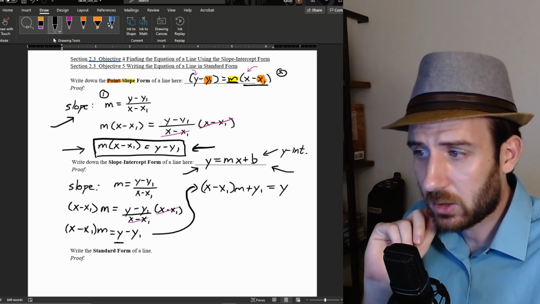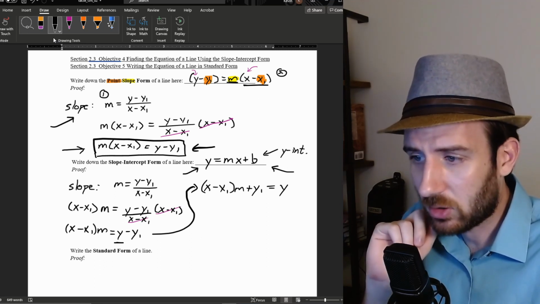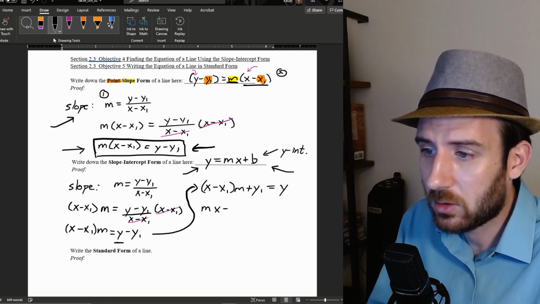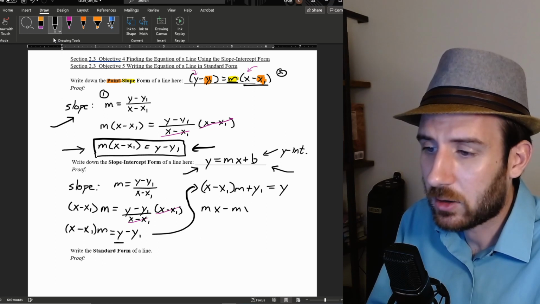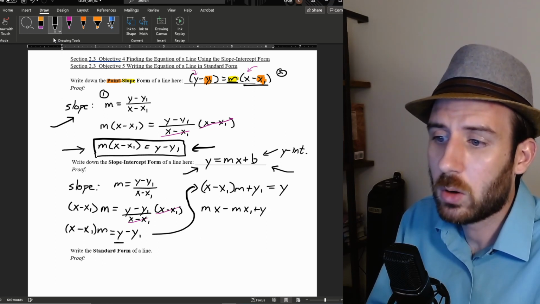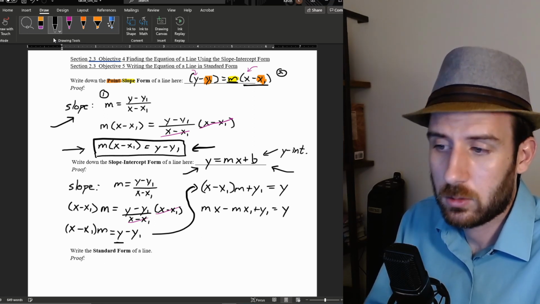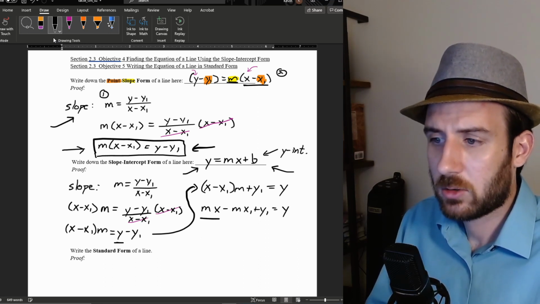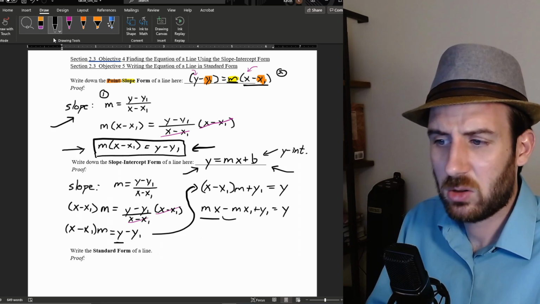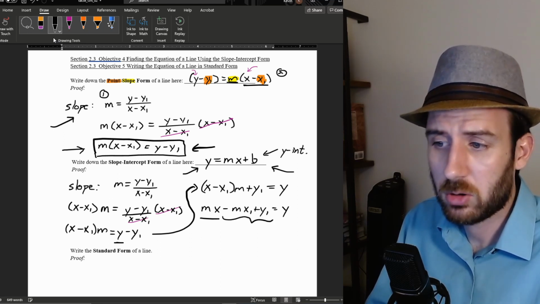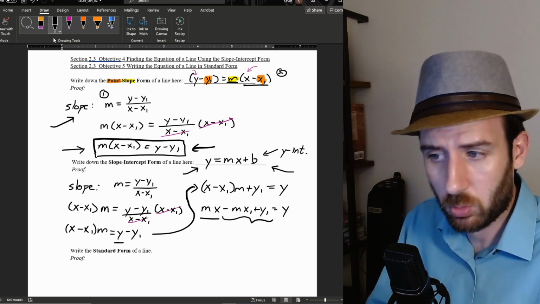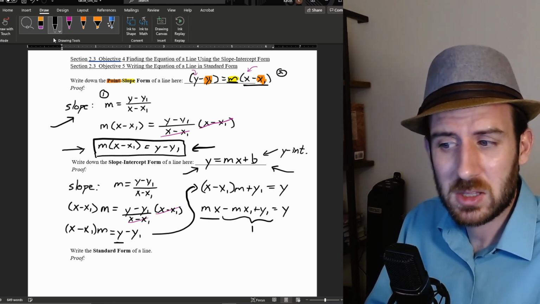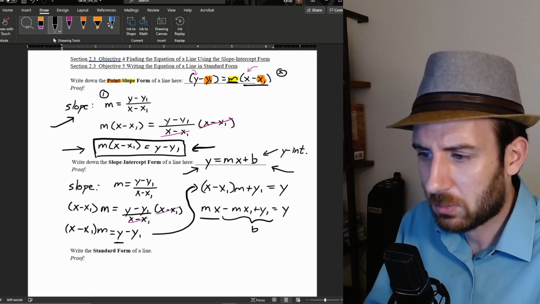There's no parentheses in what I'm trying to get to, this equation at the top, so let's see if I can get rid of the parentheses. That'd be m times x minus m times x1 plus y1 equals y. Okay, well, I've definitely got the mx. I'm guessing all of this is just numbers. Again, x1's a number, y1's a number, they're points that I was given, m's a number, that's a slope I was given, so all of that must be my b? That seems odd. Let's see if we can make some sense of that.